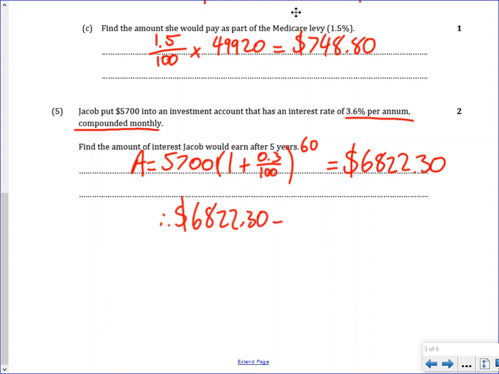So therefore, $6,822.30 minus $5,700, which equals $1,122.30. So make sure we're reading the question carefully, alright? So it's the amount of interest, right? If I'm saying which part of the question is the most important, that's also probably the most important part of the question because it's telling us exactly what we need to find. We're not trying to find the total amount, we're trying to find the amount of interest.